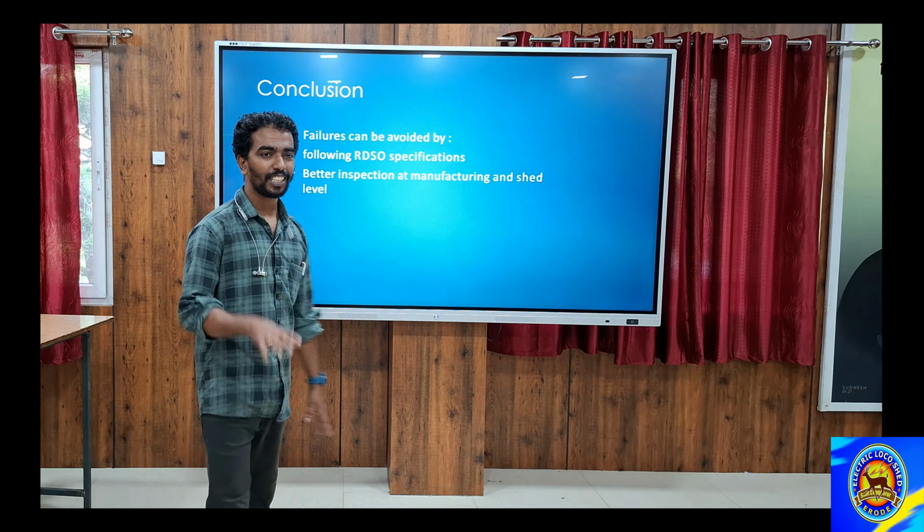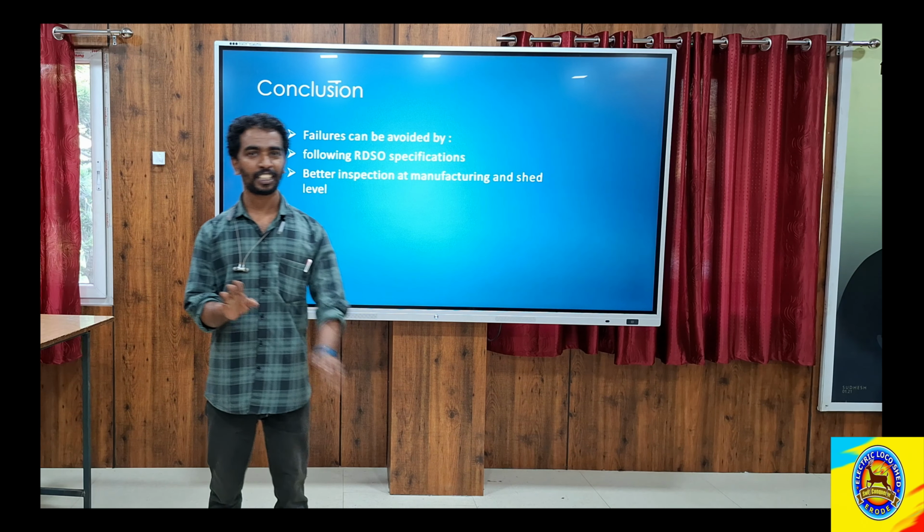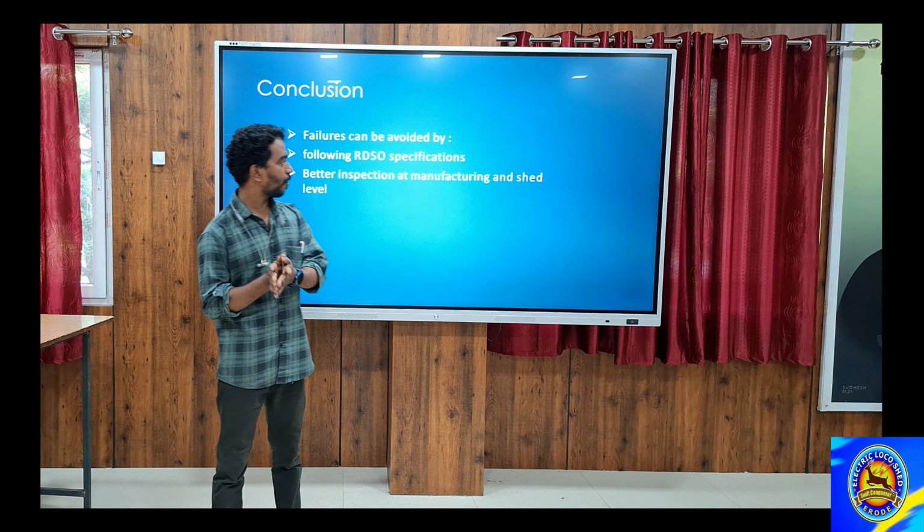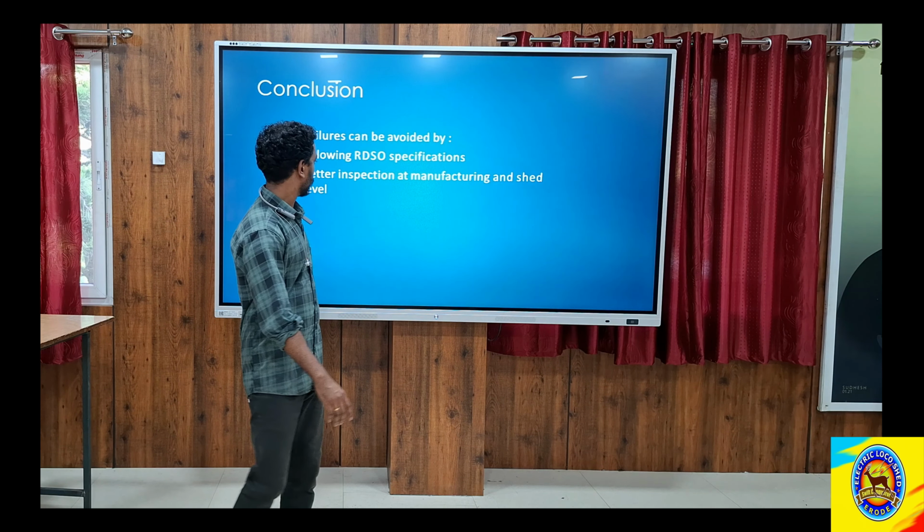Conclusion. For avoiding this type of failure, we must follow the SMI whatever Railway is providing. Always follow the RDSO specification. Thank you.